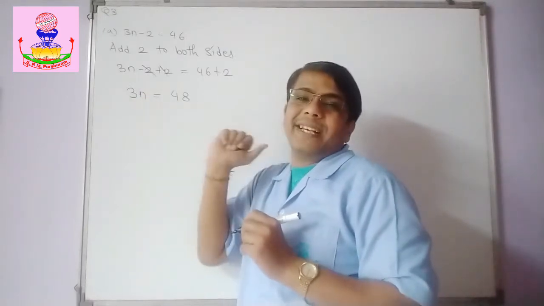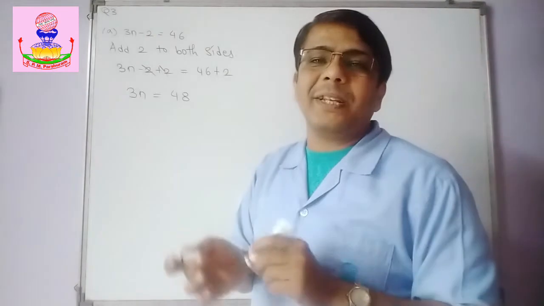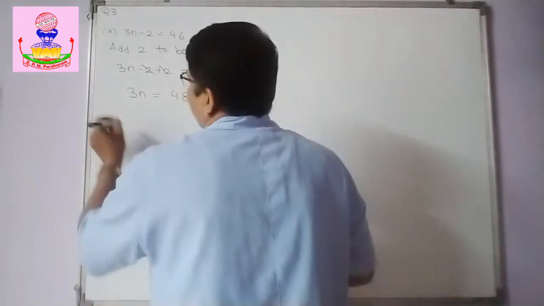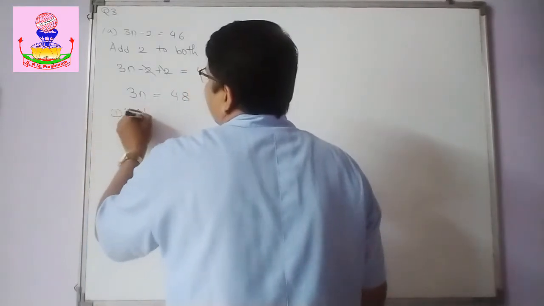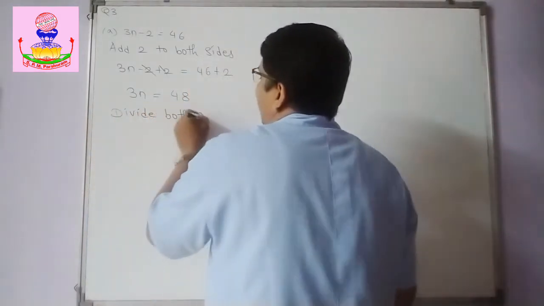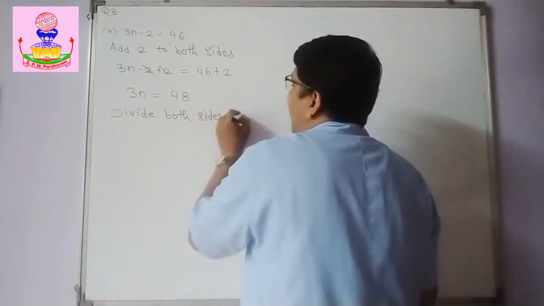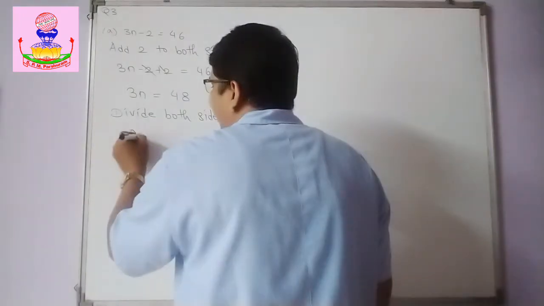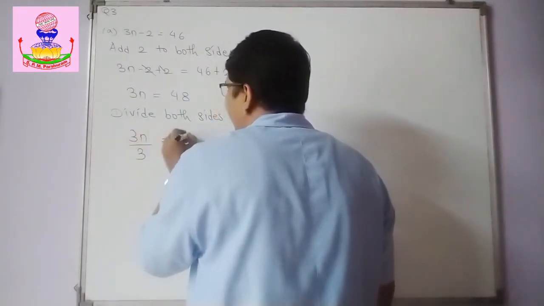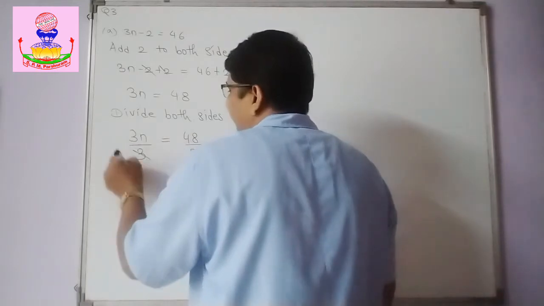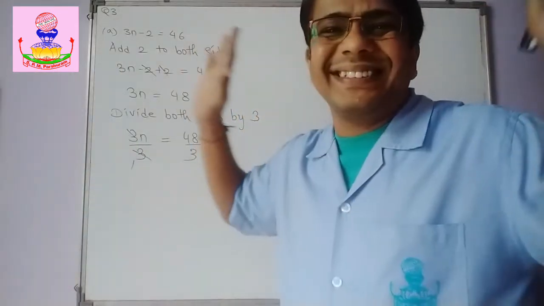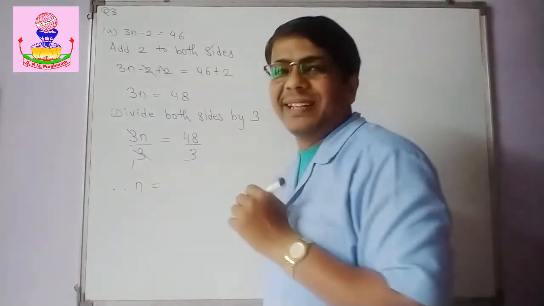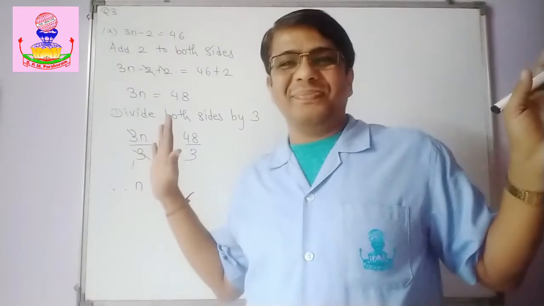Here it is multiplication. The opposite of multiplication is, yes, exactly, division. So what will you do? Divide both sides by 3. So this close relative will also go away. 3 ones are 3, gone. So left is n. What remains? Only n.